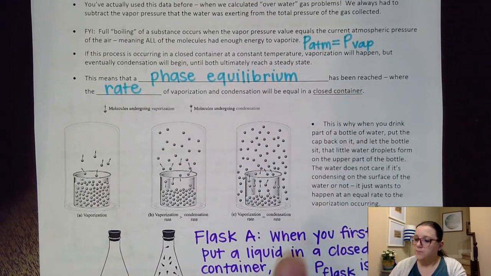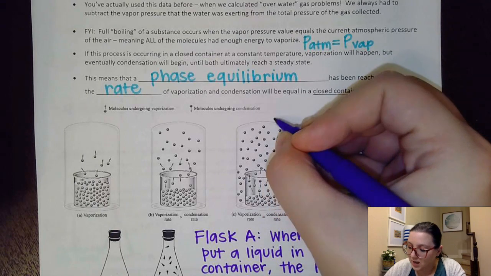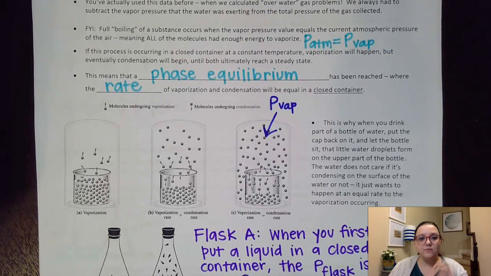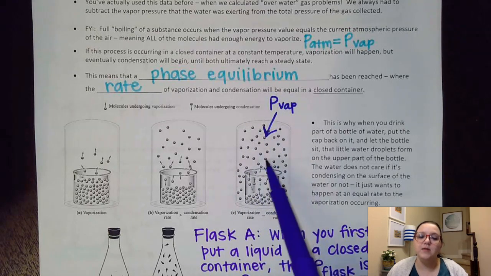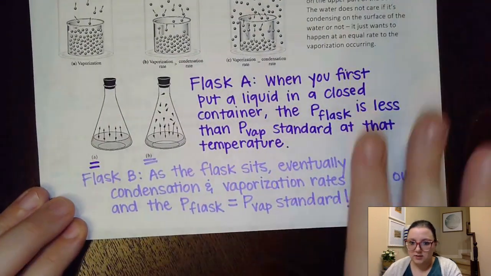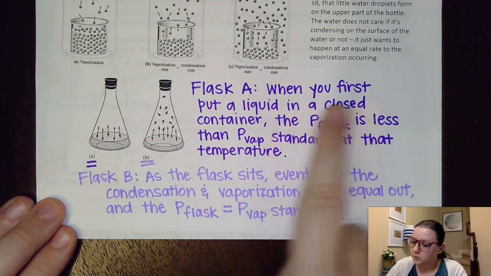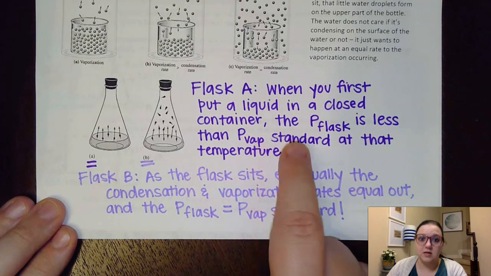By the way, when this happens, what that means is that the pressure inside of this container is the vapor pressure. So that is kind of part of the definition of vapor pressure, is if I had a closed container, what would that pressure end up being that's created from that gas coming off the surface of the liquid? By the way, to kind of give us a wordy explanation of what happens here. So to start us off, here we have flask A. You notice they put a liquid in here, they sealed it up, and it says when you first put a liquid into that closed container, the pressure of the flask is less than the vapor pressure standard at that temperature.